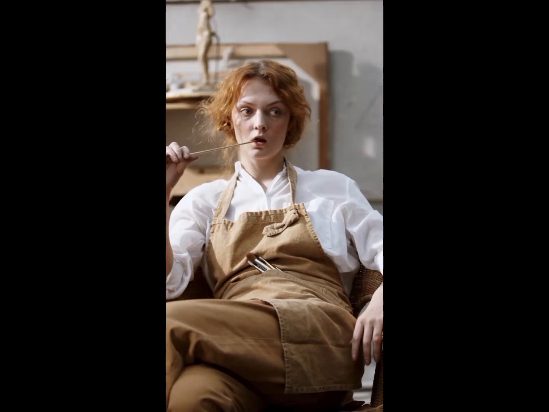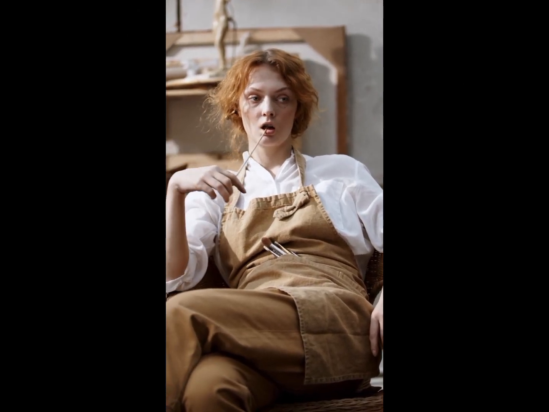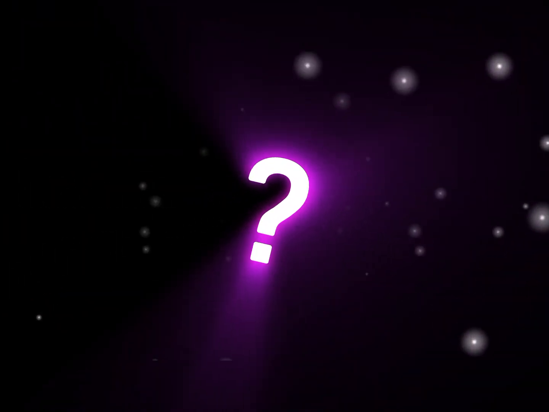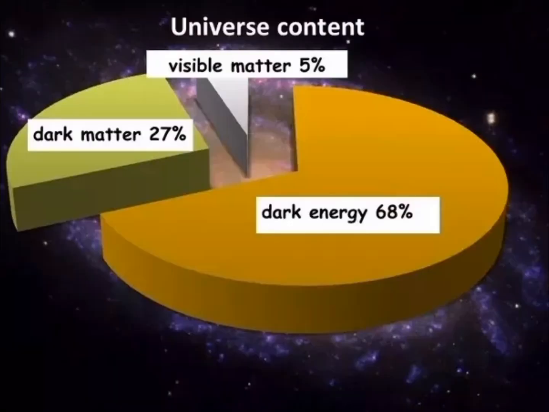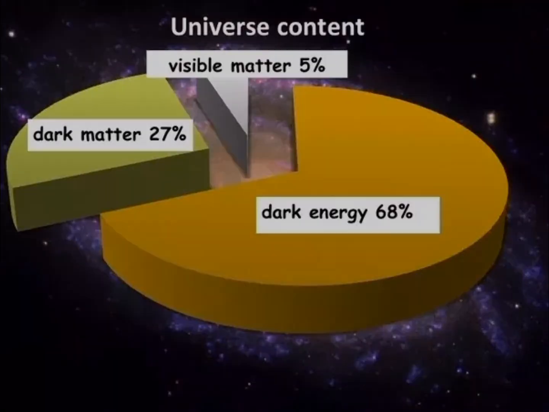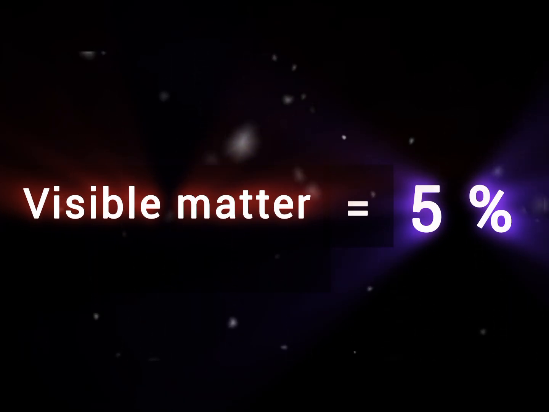Before knowing the evidence of dark matter, let's first understand what dark matter actually is. It is believed that this mysterious type of matter that no one can see makes up 27% of the content of the universe, while visible matter, you, me, all stars and galaxies, counts for only 5%.